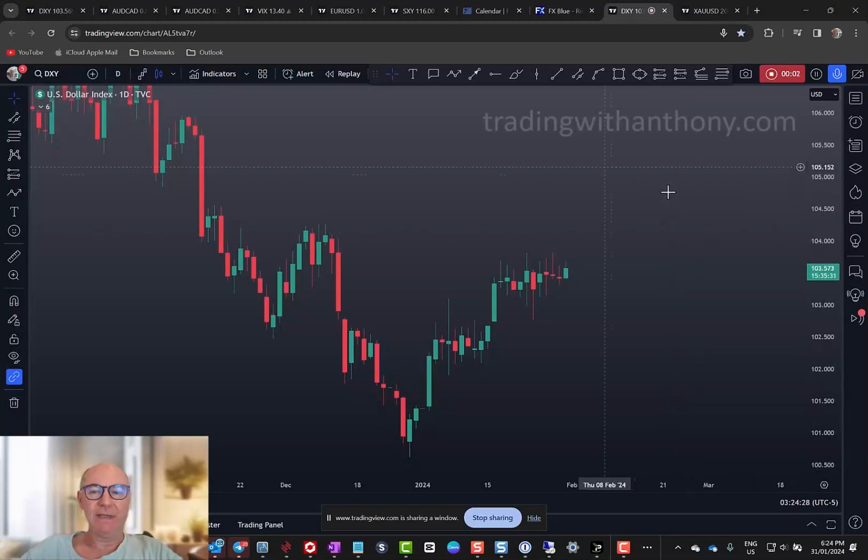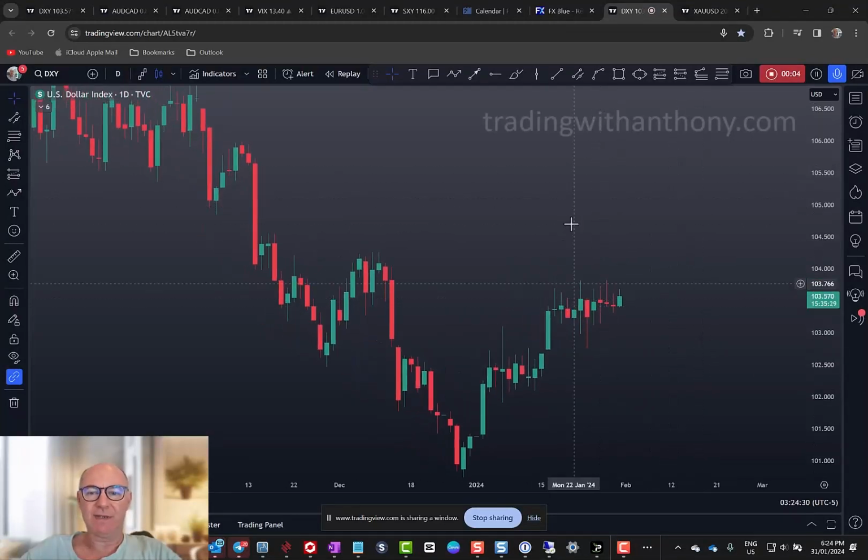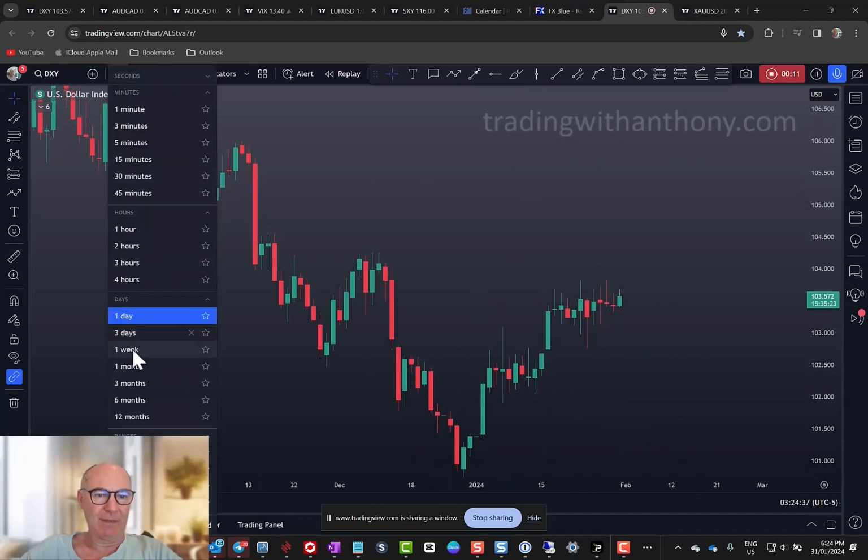Traders, Anthony here, the DXY. It's still in this range, no man's land. I've been waiting all week. Well, actually, this is a daily chart. Look how many days this has been ranging sideways.